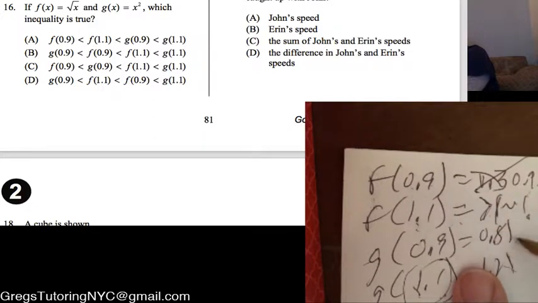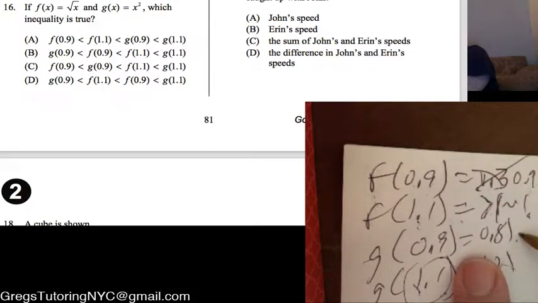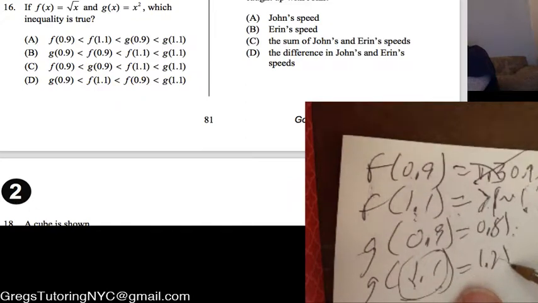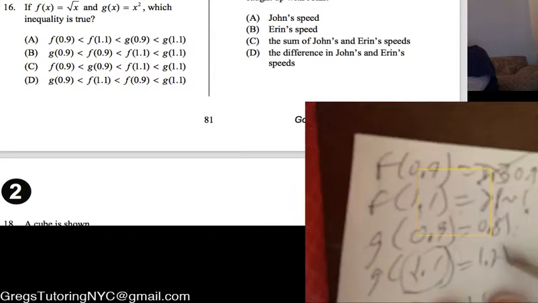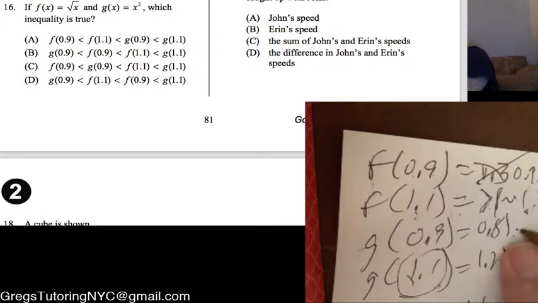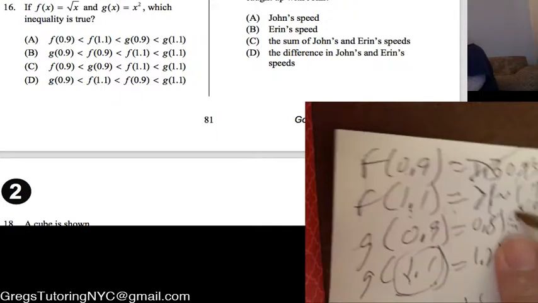Okay? So B says 0.81 is less than that. That's true. Is less than this, which is true. Is less than g of 1.1. Okay, B looks true-ish, if I just round it right. And D says g of 0.9, 0.81, is less than f of 1, which is true, is less than f of 0.9. Okay, D fails that. So the answer would be B.